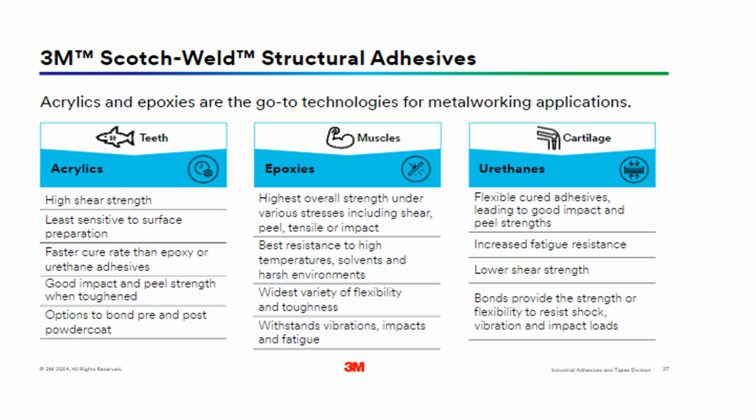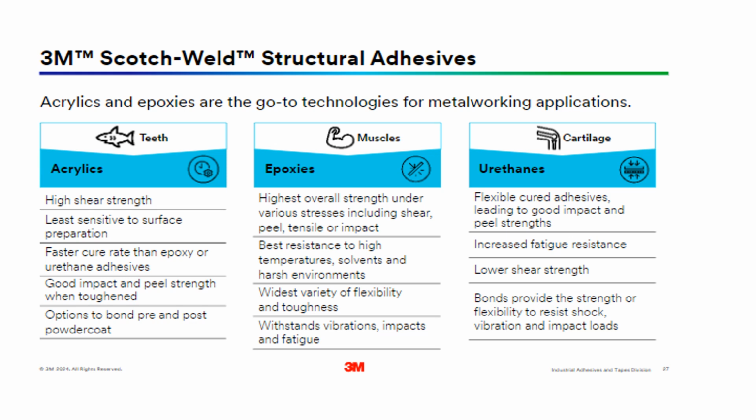They also tend to set up a lot faster than epoxies and urethanes, so they'll reach handling and even structural strength a lot faster than the other 2 technologies on the market. And they've got really good impact and peel strength. And there's also options in the 3M acrylic structural adhesive lineup that can be bonded pre-powder coat, so they can withstand that 400 degree for up to an hour.